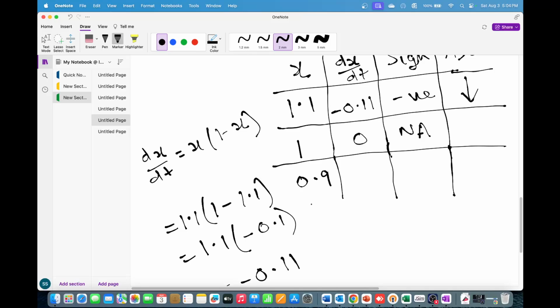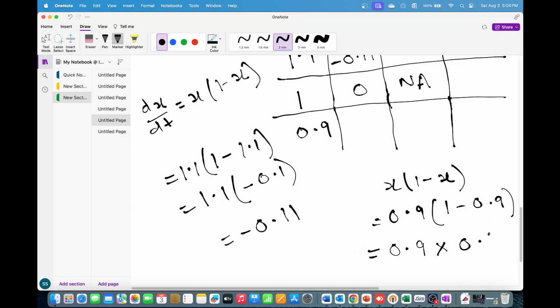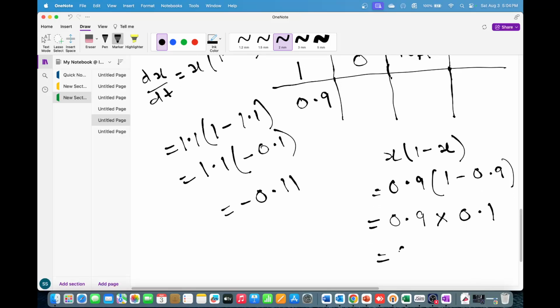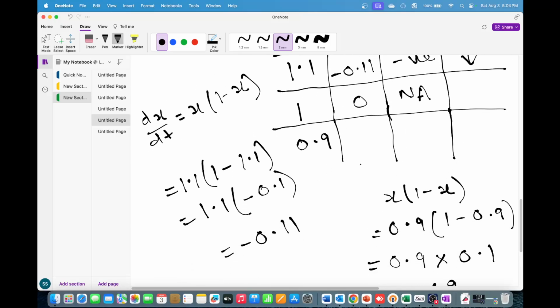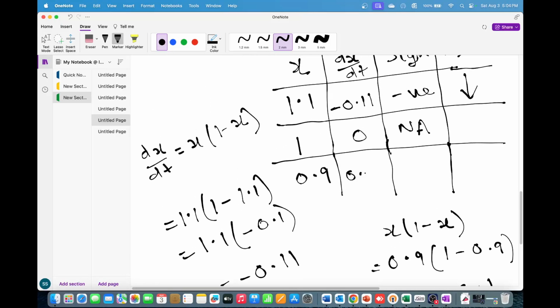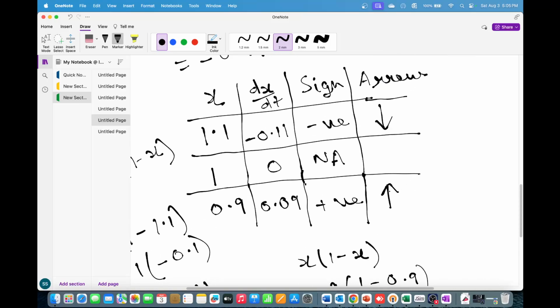Now let's take the other value, which is 0.9. So it's the same, x into 1 minus x, put 0.9 here, 0.9 into 1 minus 0.9. So 0.9 into 0.1, so it's 0.09. So at x equal to 0.9, your dx/dt is 0.09. Your sign of the slope is positive, so it is coming towards the steady state.